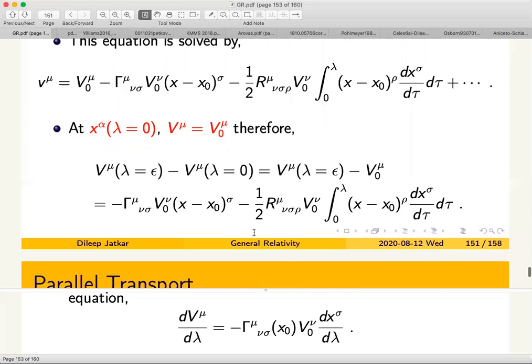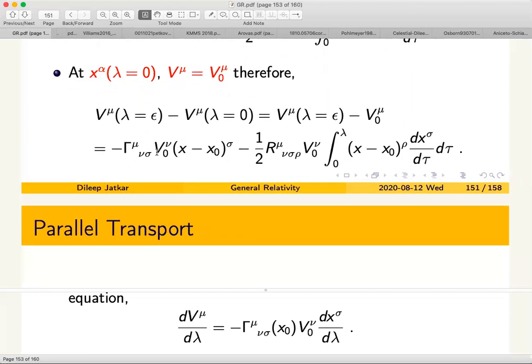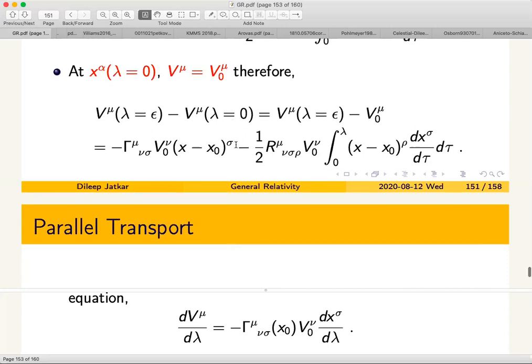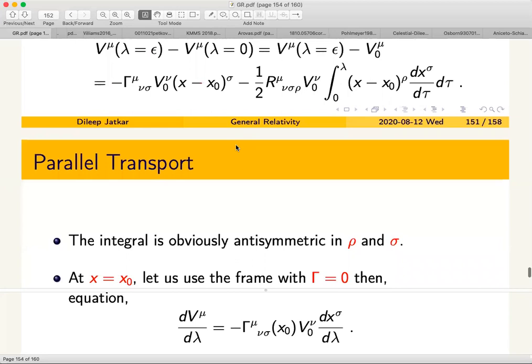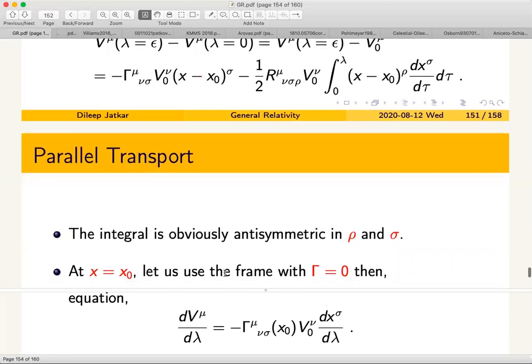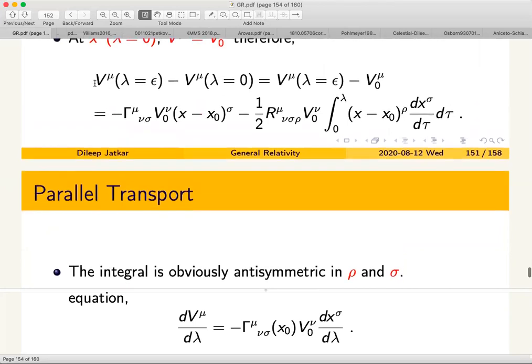Let's do the next step, which is to work in a coordinate system, locally of course, because both the vectors are defined at the same point, in which gamma is 0. If you work in a coordinate system in which gamma is 0, then the first term just goes away. So what you end up with is V mu at lambda equals epsilon minus V mu at lambda equals 0 given by minus half times the Riemann tensor times V0 times this quantity.